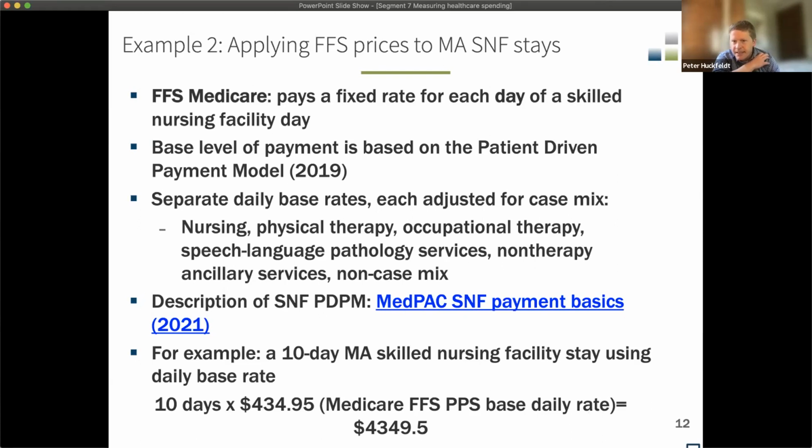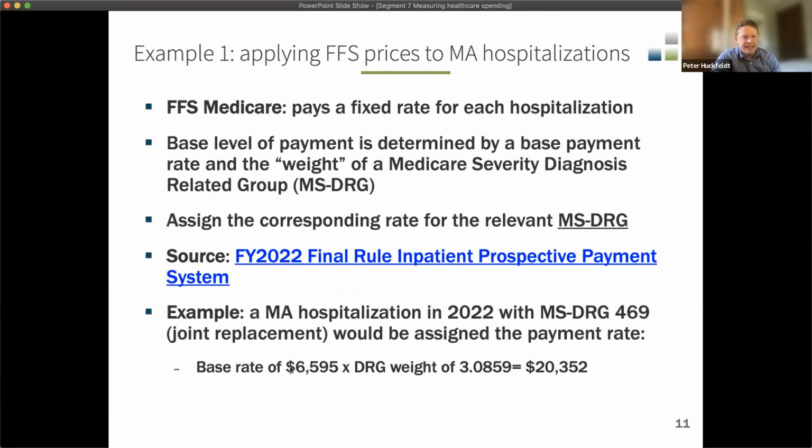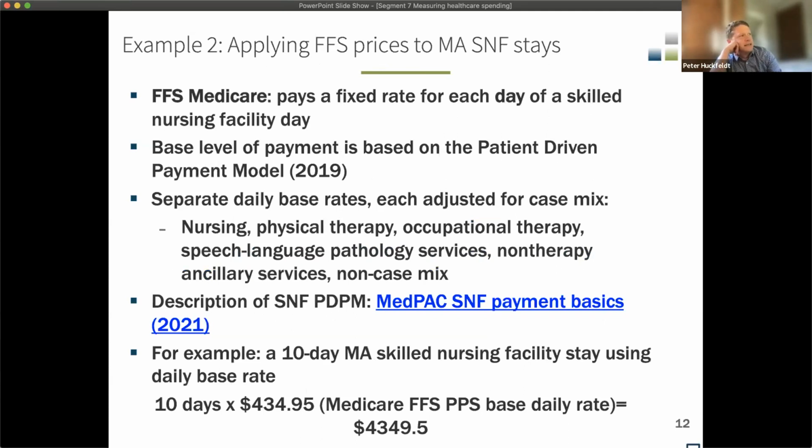Okay, there's a question about whether this calculation should consider the inflation rate if looking over years, or whether this is incorporated in the weight. That's a really good question. I think it wouldn't be incorporated in the weight, but it would be incorporated in the base daily rate. For example, thinking about hospitalizations, the base rate that is set by CMS each year is going to account for inflation. Yeah, so it's accounting for inflation.